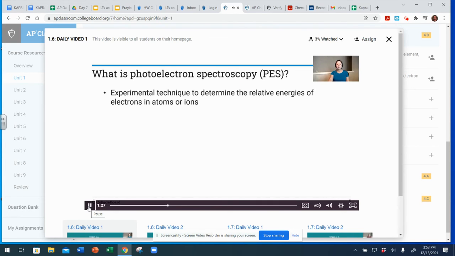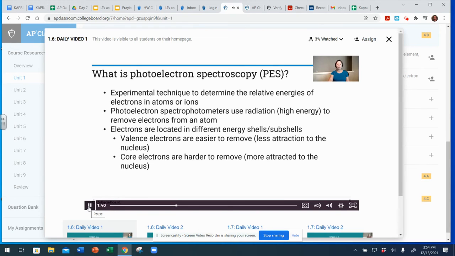And so what PES is, is a technique that's used to determine the relative energies of electrons in either atoms or ions. And this technique uses high energy radiation to remove an electron from an atom. We already know that electrons are located in different energy levels or subshells, and that valence electrons are easier to remove since they're less attracted to the nucleus, and core electrons are harder to remove because they're more attracted to the nucleus.